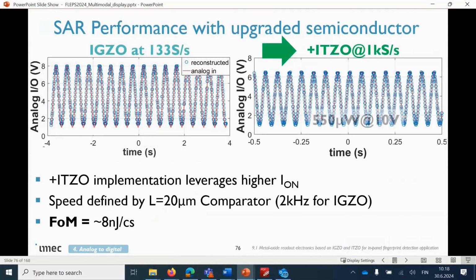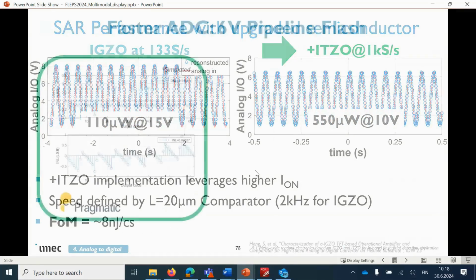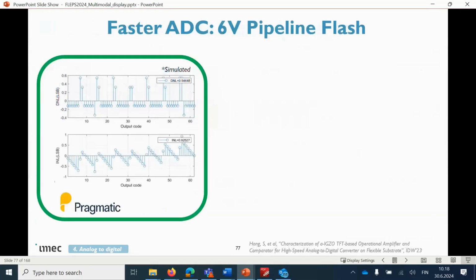If you upgrade your semiconductor and use better mobility, you can go faster and retain your performance with a good design. And if you want to go even faster, you will have to change, for example, the topology.